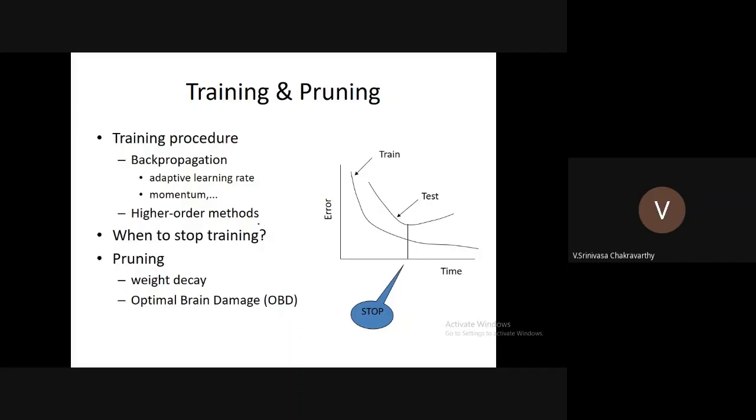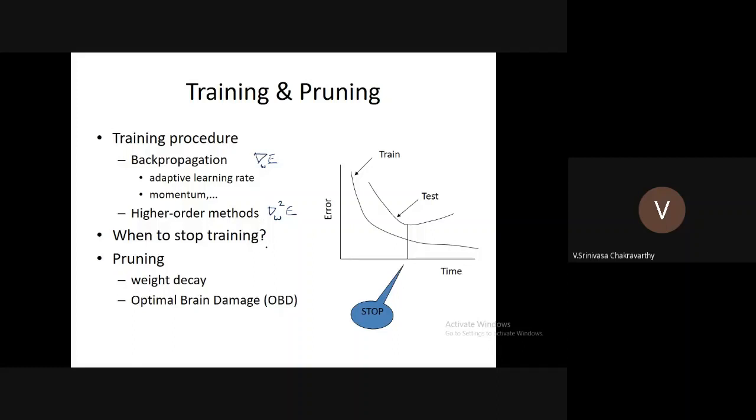There are also higher order methods where you use higher derivatives, because in backprop you only use del E, the first derivative of the output error with respect to the weights. Whereas in higher order methods you also use del square E with respect to the weights, and this is faster. It can be computationally intensive, but on the whole, sometimes it can be faster.